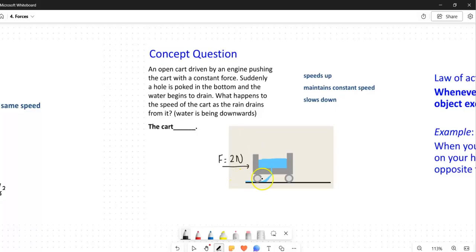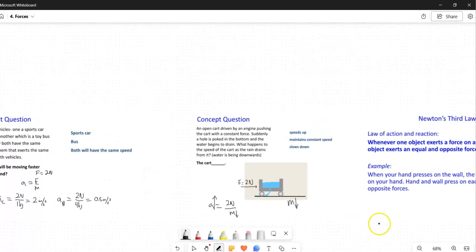All right. Well, as it's draining fluid, its mass is going to be dropping. And again, it's got a constant force working on it. So if its mass is going down, it's going to start increasing its speed much quicker. It's going to start speeding up much faster than it was prior to that. All right. Well, that was Newton's second law.